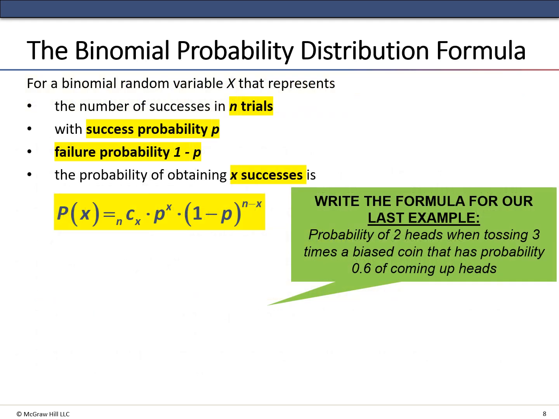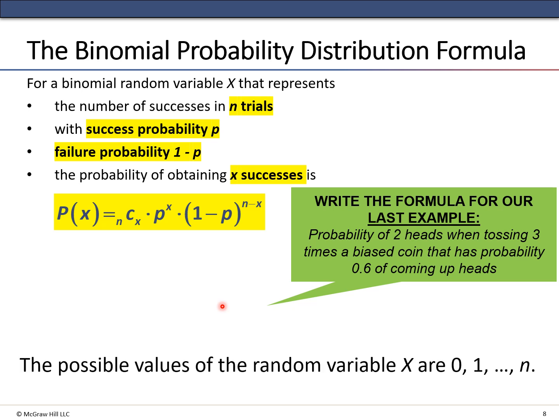So with what we saw in the last example, we can see that X represents the number of successes in n trials. So the probability of X in the last case would be the probability of 2. With the success probability p, you can see that here, the lowercase p. The failure probability is 1 minus p, we see that here. And the probability of obtaining X successes is calculated this way. The probability of X equals the combination of n things taken X at a time, times p to the X power, times 1 minus p to the n minus X power.